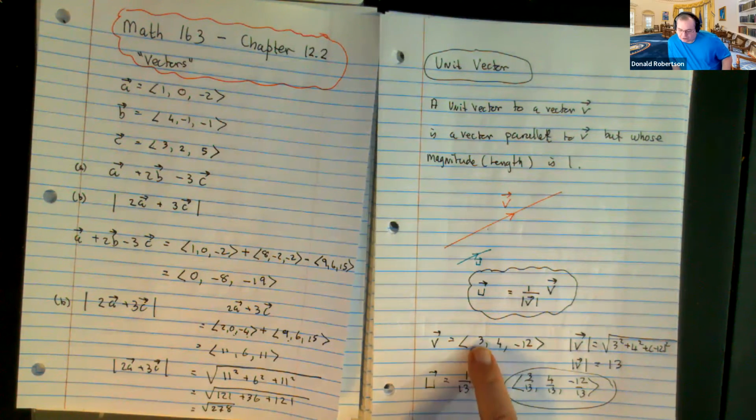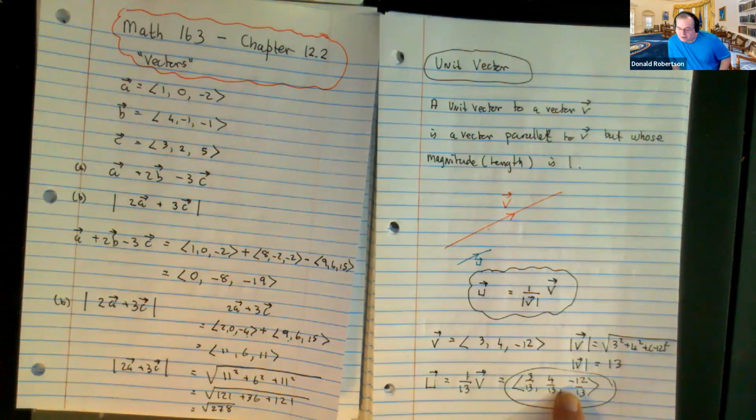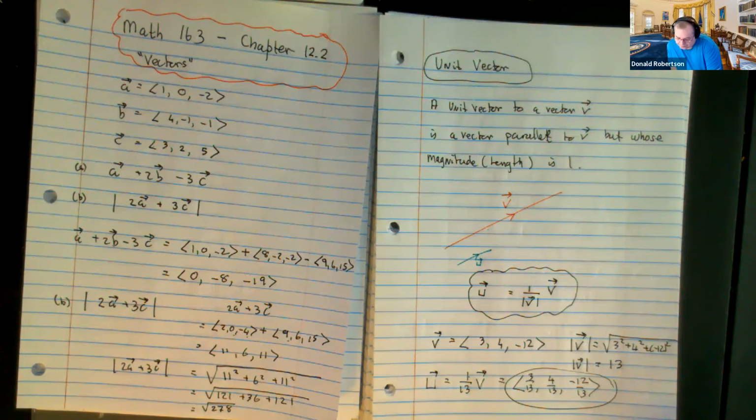Can you see it's just a multiple of v? 1/13 of it. That makes it parallel, doesn't it? And you can check this, but I bet you if you did find the length of this vector, the magnitude, it would be exactly 1 unit long. Who's the only vector in the universe you cannot find a unit vector for?